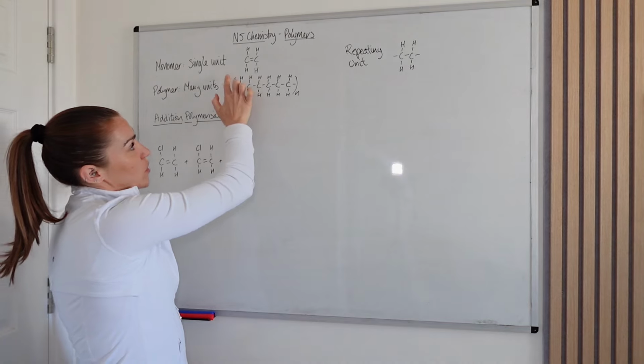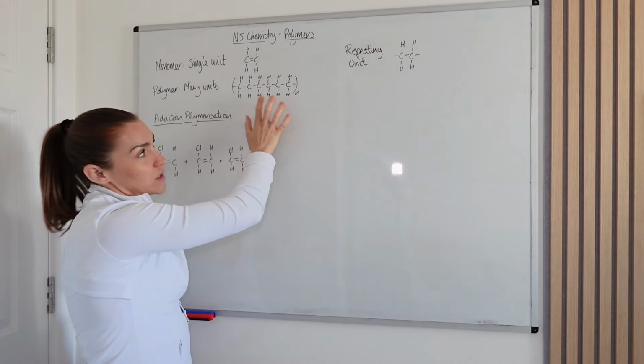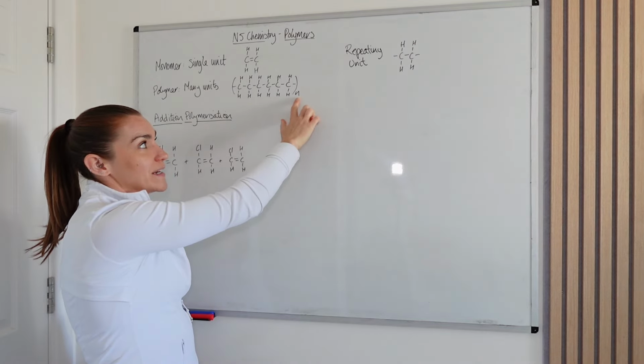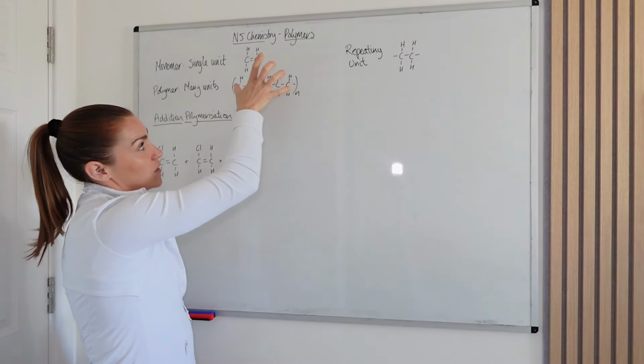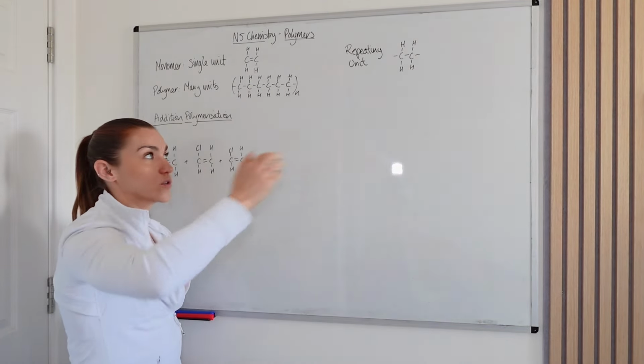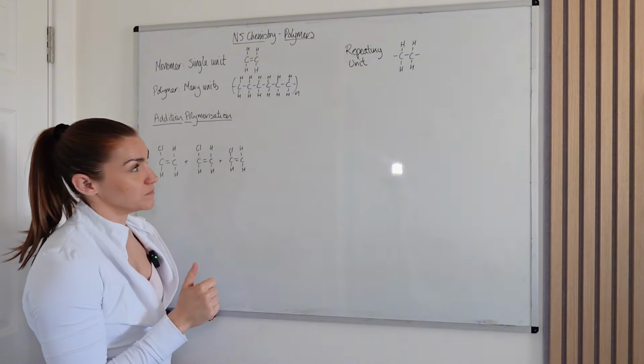So the polymer is just made up of many of the single units joined together in a long chain. When you see a section of a polymer, it will always have brackets around it just to show that that is just a section, and sometimes you will see the letter N afterwards, which means that that section can repeat N number of times, just depending on how long your polymer chain actually is.